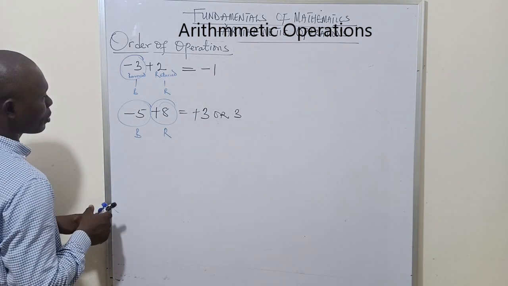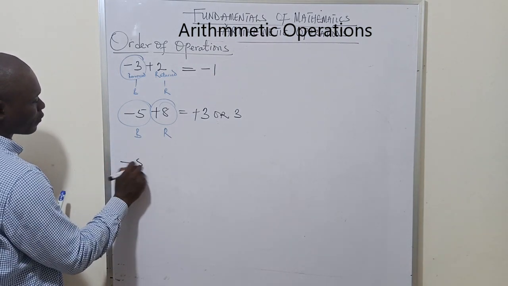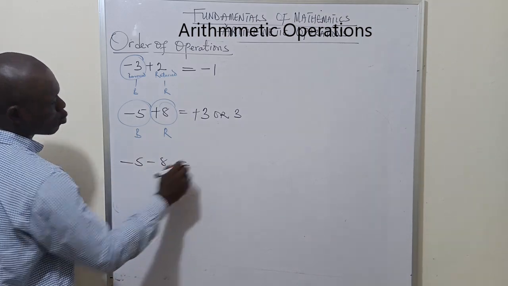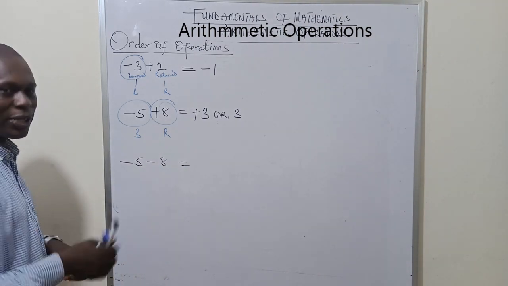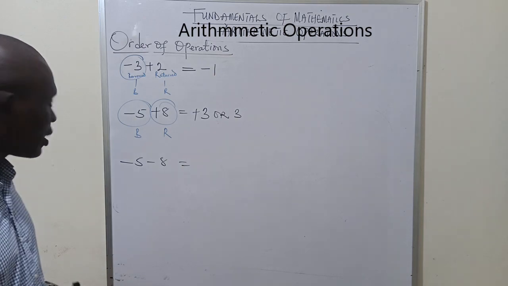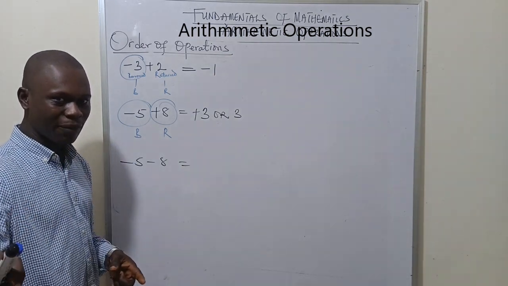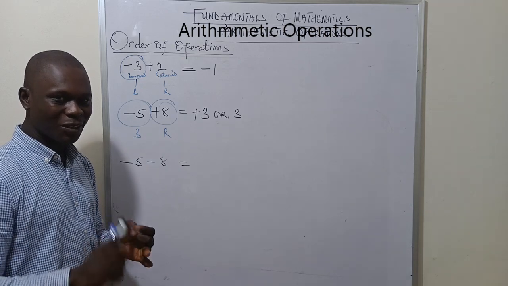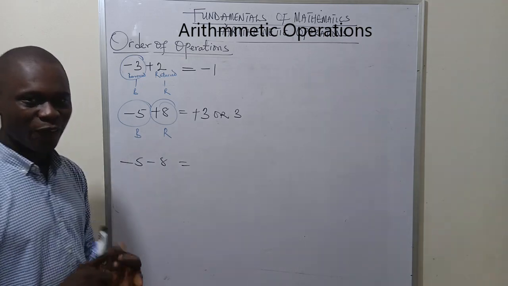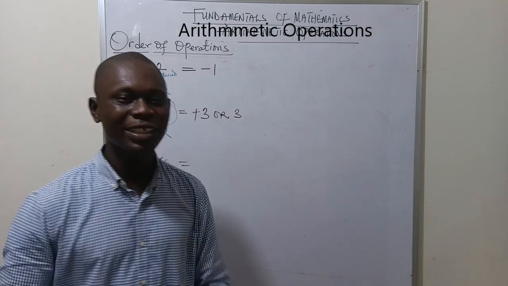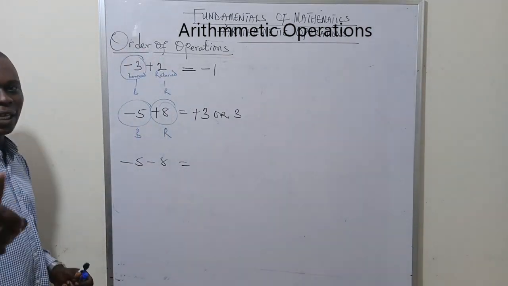Now look at this again. I'm going to be trying this again. So let's see this: minus 5, minus 8. So minus 5 minus 8 here. Now when you look at this very well, please, before I give the solution to this, I want you to do this at the count of 5. 1, 2, 3, 4, 5. Write your answer down. Let's see what the answer is going to be.